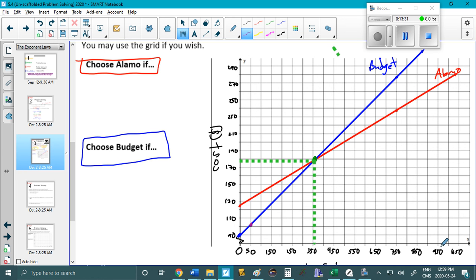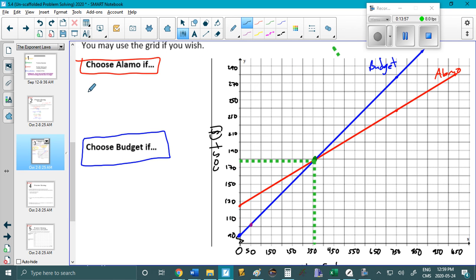Now what if you're going 1,000 kilometers? Well, now the red one's cheaper. What about 700? Still red, still Alamo. 450, still Alamo. What if you were going 350? They're very close. I think it might be blue still, but somewhere around 350, they're about the same.